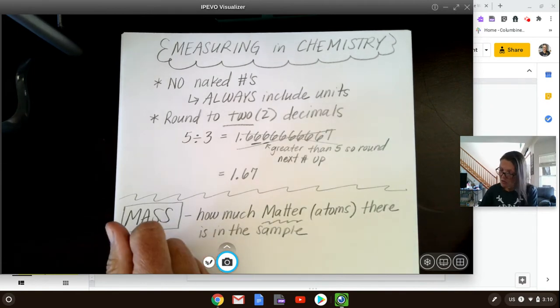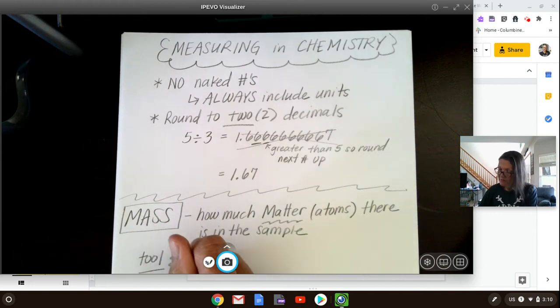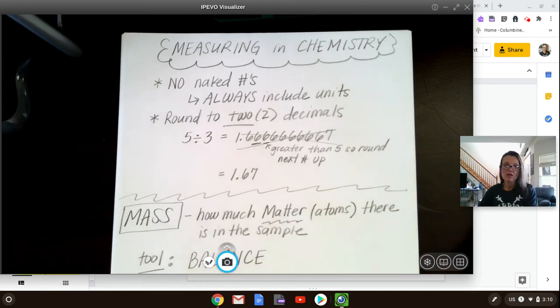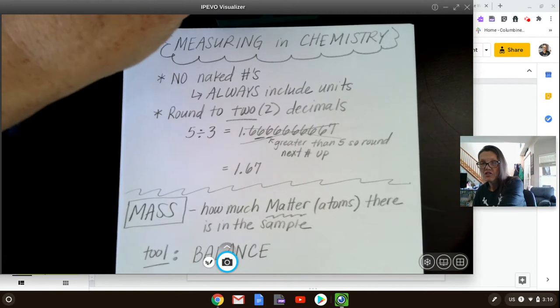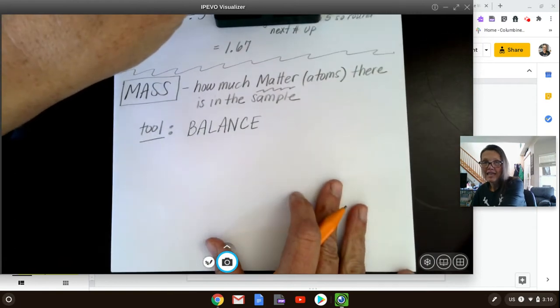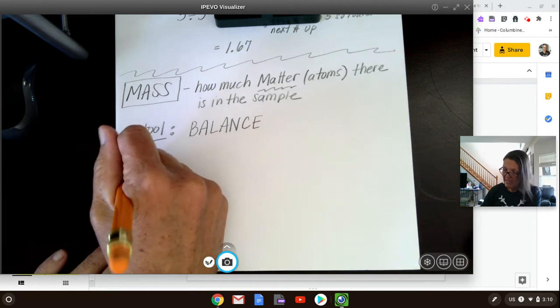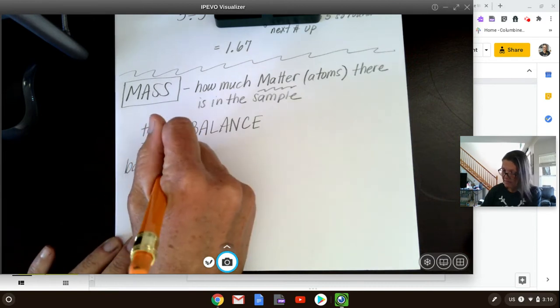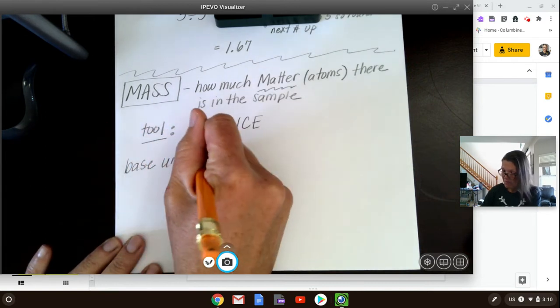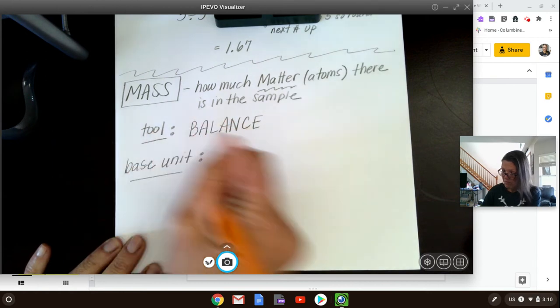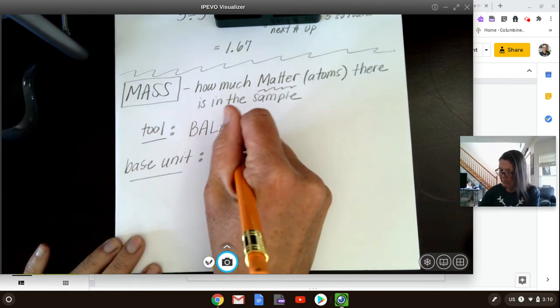What's our tool that we use to measure mass? Anybody know? It's known as the balance, or sometimes people call it a scale, okay? So the tool used to measure mass in chemistry is the balance, and the unit, or the base unit to be exact, is the gram.